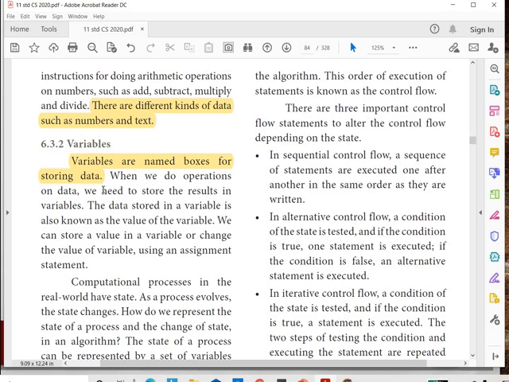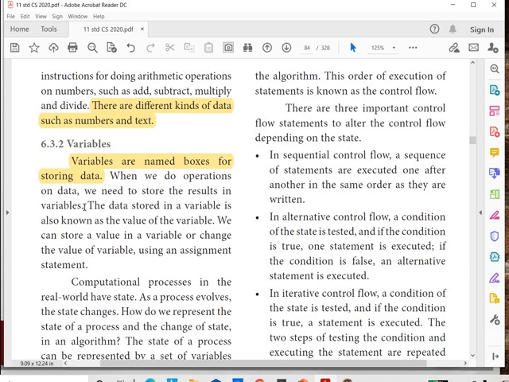When we do operations on data, we need to store the results in variables. That means here the variable is like our memory. For example, if I ask you for the summation of 100 plus 200, the input data given to you is 100 and 200. So both are numbers. You will store 100 and 200 in your memory and do the addition in your brain itself, and you will store the answer 300 in your memory. Then if I ask you to say the answer, you will say it through your mouth, right?